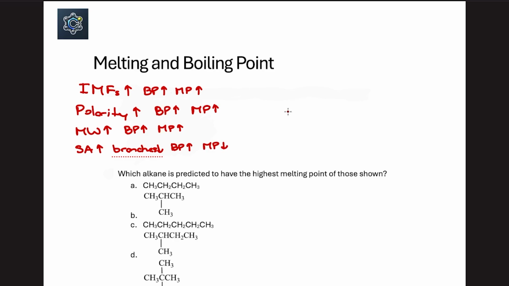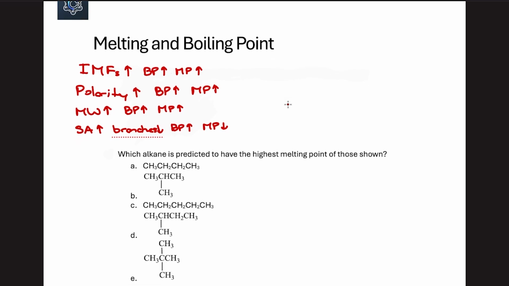I don't like to think of branching. It's kind of hard for me to imagine branching. I like to imagine surface area, so literally how spread out a molecule is. As surface area increases, you have an increase in boiling point, but a decrease in melting point. It's easier for me to remember that, and so I'm giving you guys that trick because maybe it'll help you as well.